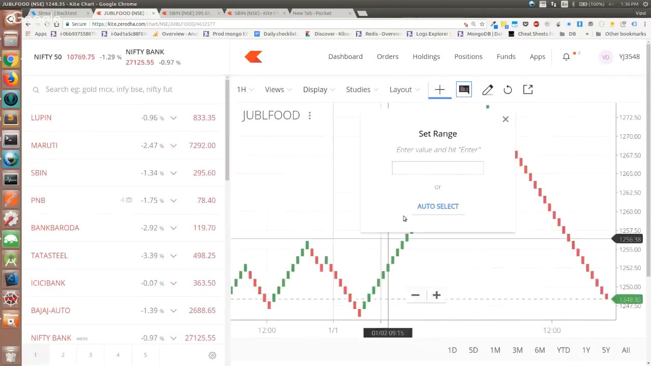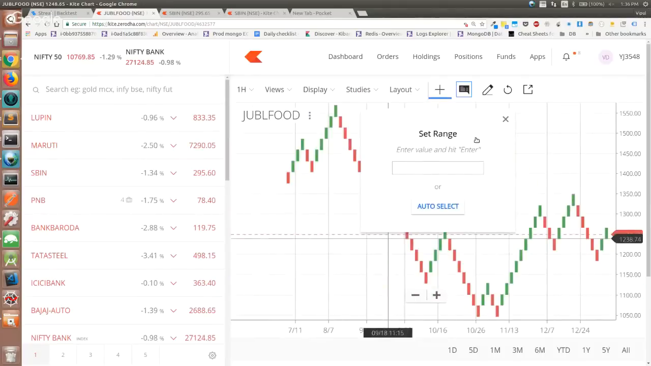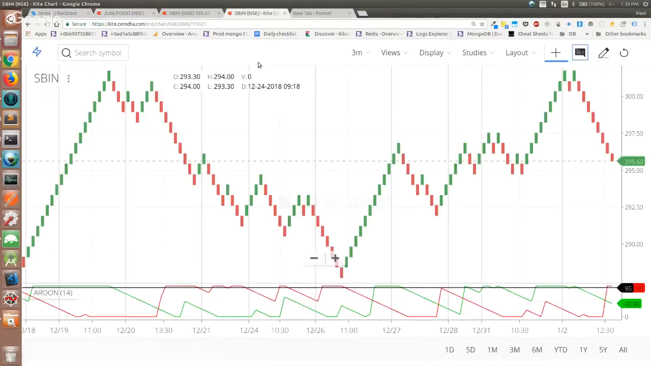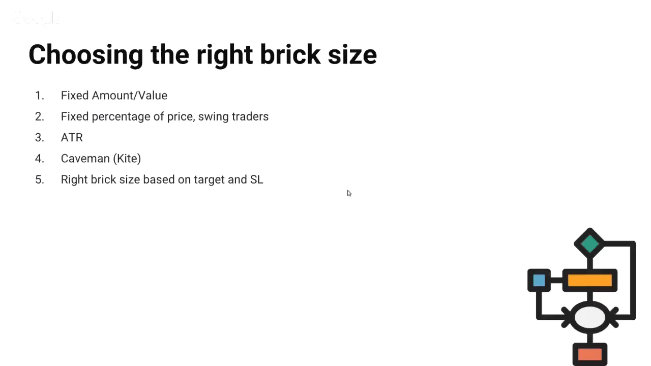Here again, as you can see, if I do auto select, the chart automatically changes, and obviously a price should come here. For some reason it's not showing. The auto select basically uses an algorithm which you can Google. It's called the caveman algorithm, where you can basically adjust. Instead of using a 14 period, it looks at 200 candles to choose the brick size. So it's a bit more stable than ATR. That's why Kite has put it, right.